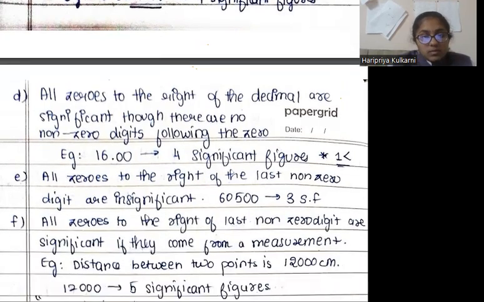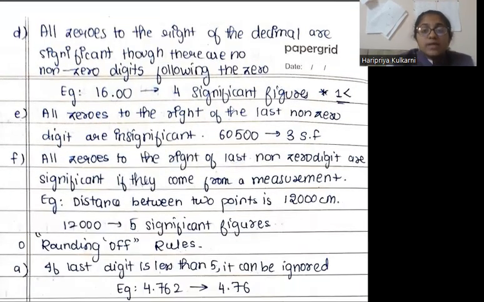Coming to the next one. All zeros to the right of the decimal are significant, though there are no non-zero digits following the zeros. Meaning, if I write 16.00, though there are no numbers following those zeros, these 2 zeros are to the right of the decimal, so they are important. And this 16.00 has 4 significant figures. Now, all zeros to the right of the last number.